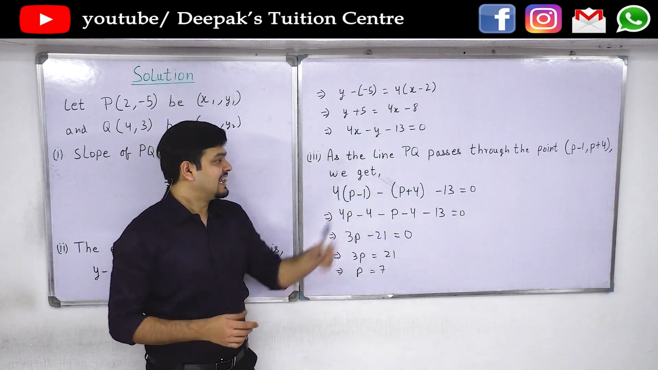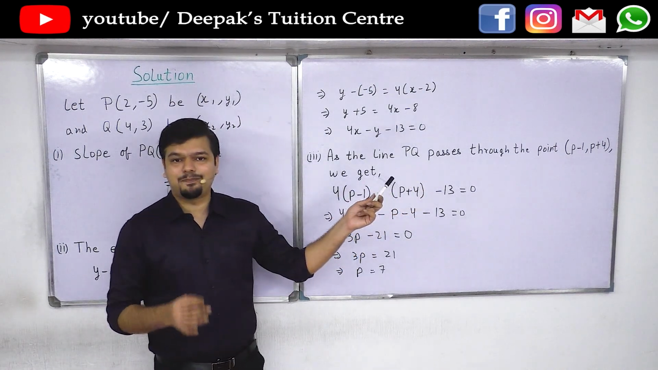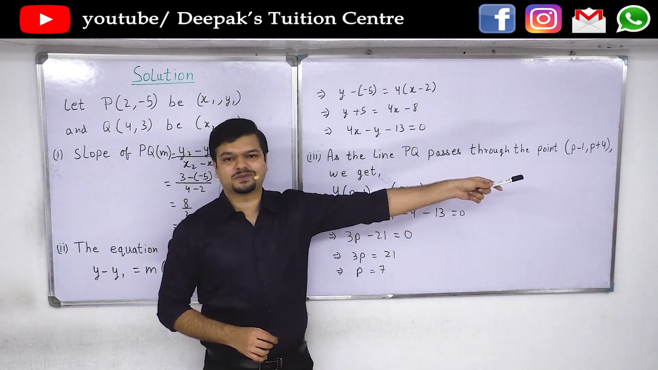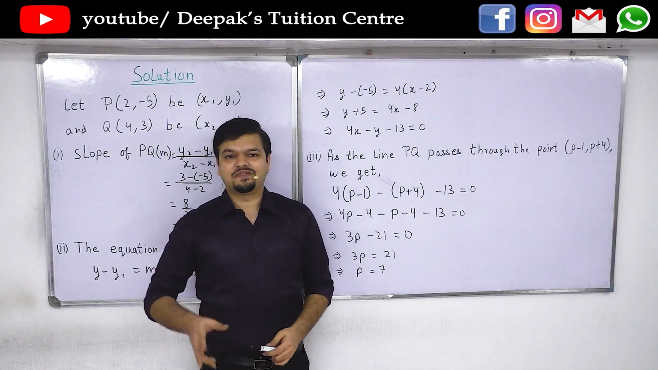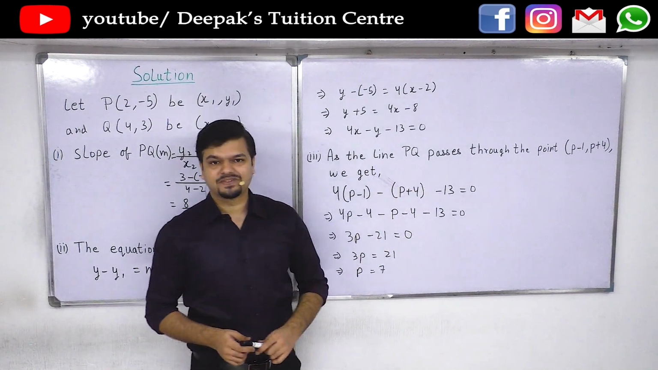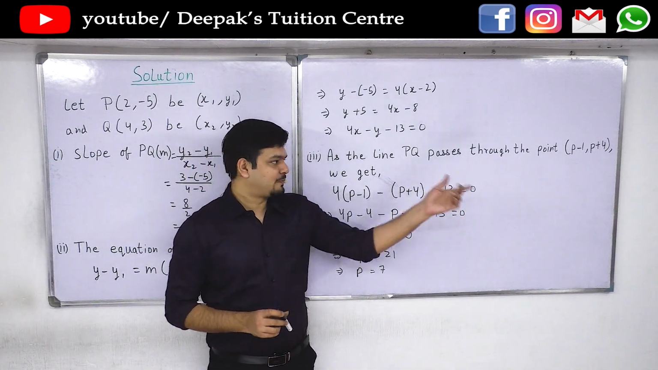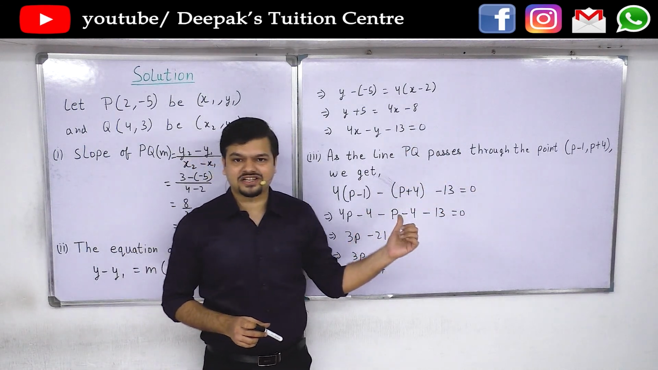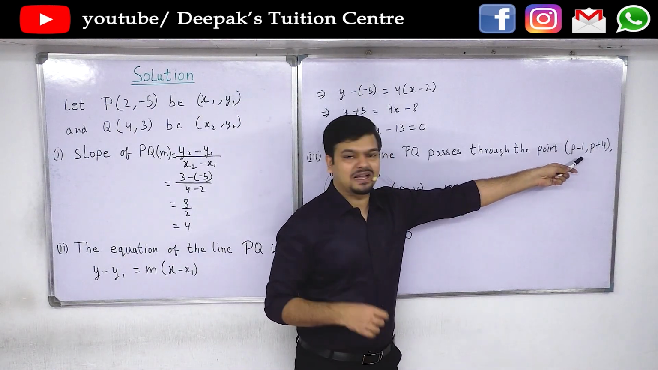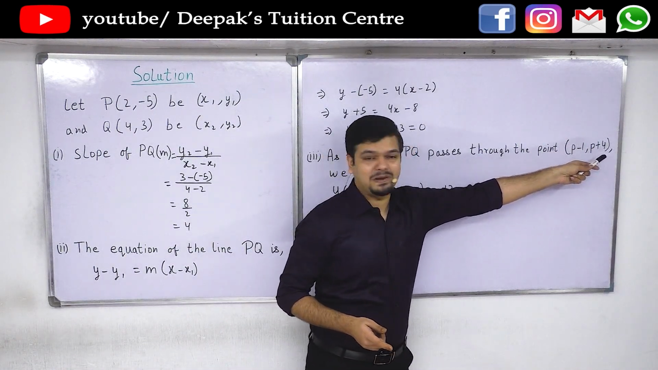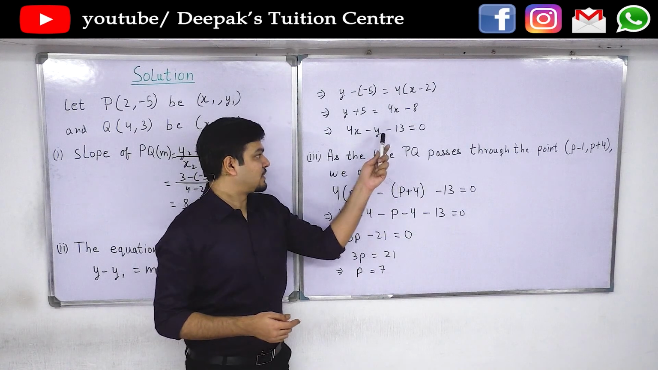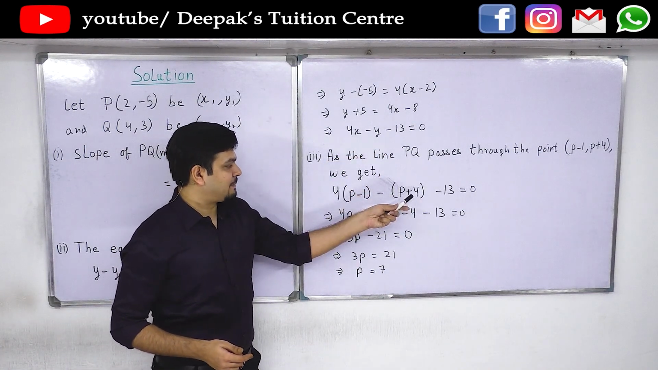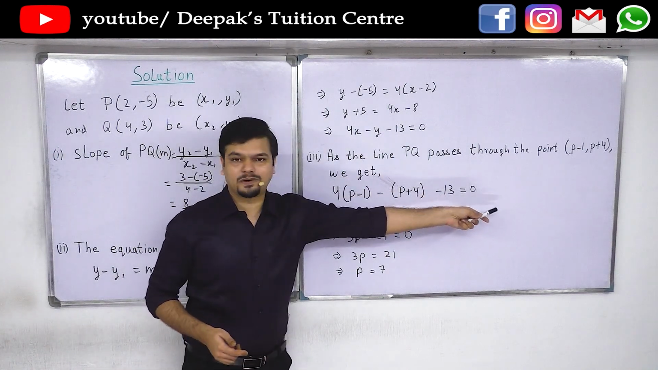In the third part, the question states that the line passes through a certain point. The coordinates of the point are (p minus 1, p plus 4). And we need to calculate the value of p. Since the line passes through this point, the coordinates of this point will satisfy the equation. So we substitute p minus 1 as x and p plus 4 as the value of y. So we get 4(p minus 1) minus (p plus 4) minus 13 equals 0.